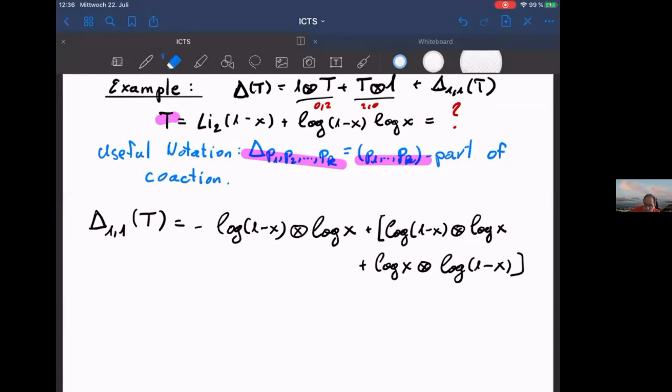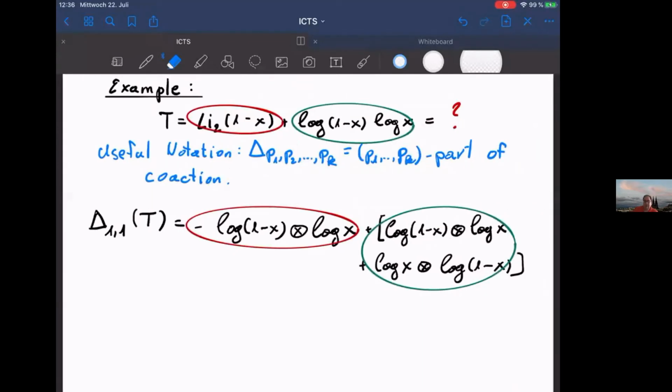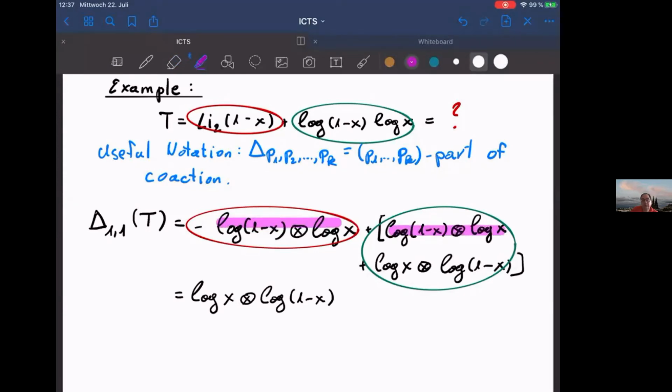And so, if you look at this delta 1,1, here are the two terms. The dilogarithm gives you minus log(1 minus x) tensor log x, while the product of two logs just gives you the symmetric combination of the two tensors. And now you can easily see that the first term cancels. This term cancels this term, so you're just left with the second.